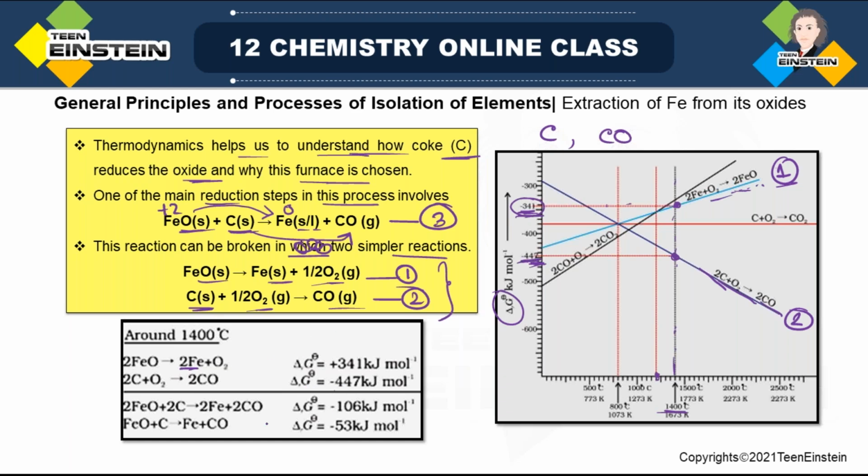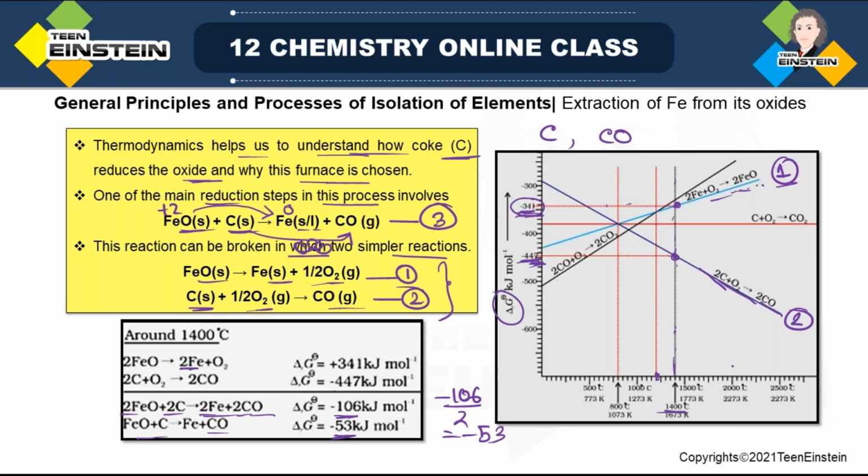Okay. Now if we add these two equations, you get this equation. Then you can take 2 common, and both sides it will be cancelled. So this is the final equation, and here the del G value is minus 106. Just divide 106 by 2 and it will be minus 53. So ultimately the del G value is negative. That is the reason this reaction is spontaneous.